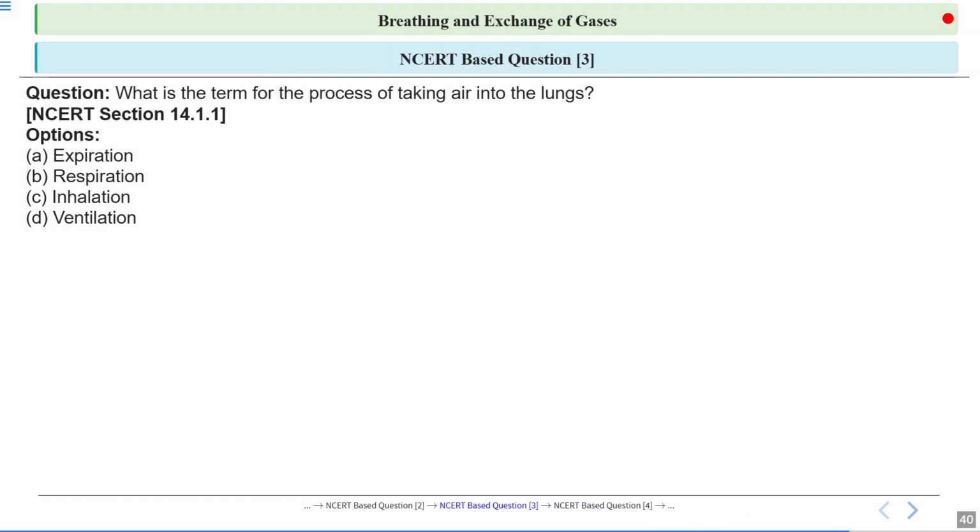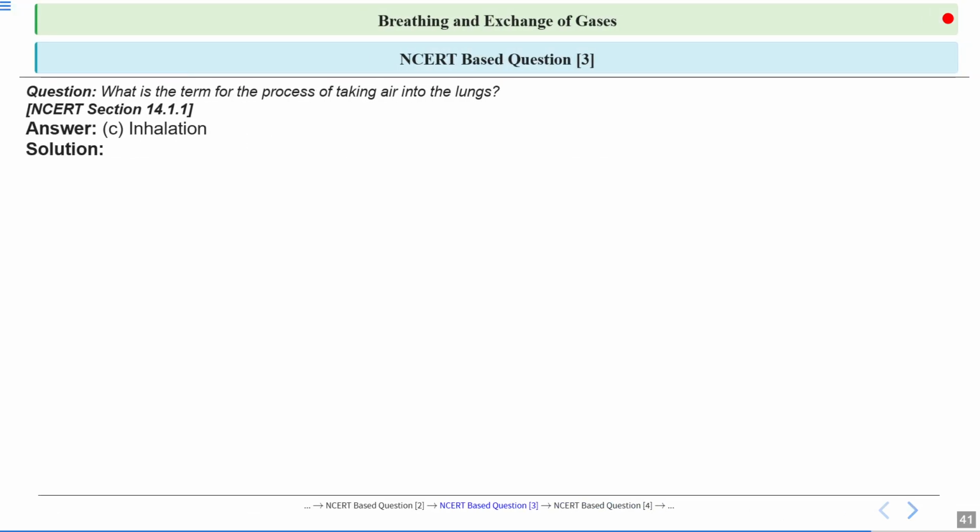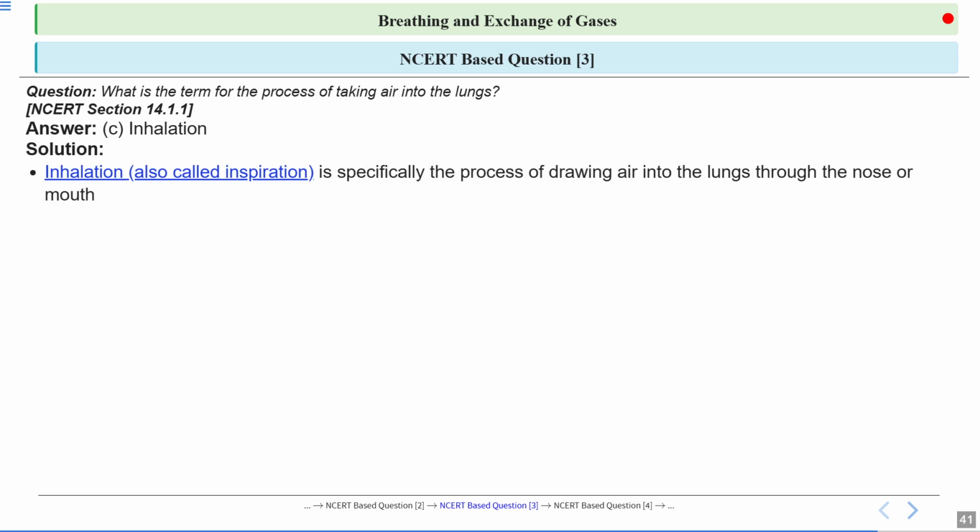Okay, next question is here. What is the term for the process of taking air into the lungs? NCERT section 14.1.1. Options: A, expiration; B, respiration; C, inhalation; D, ventilation. Process of taking air into the lungs. Let us see the answer. C, inhalation. Inhalation, also called as inspiration.